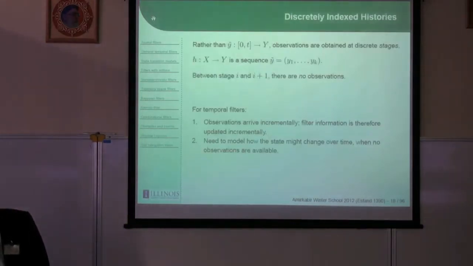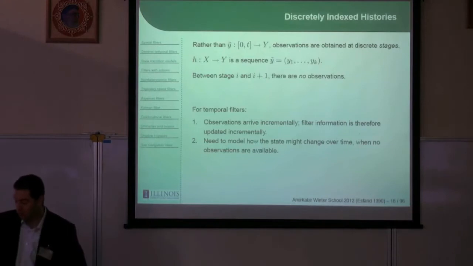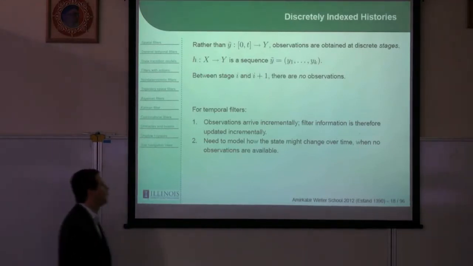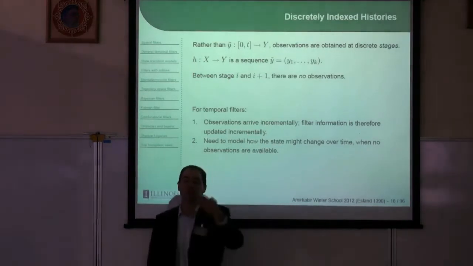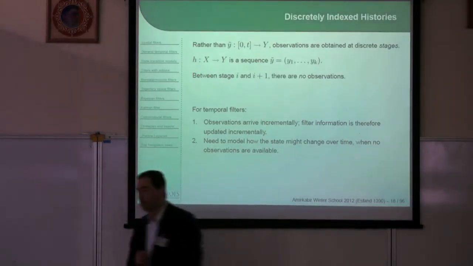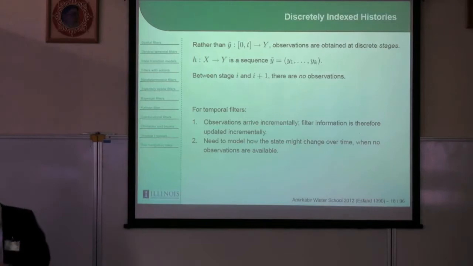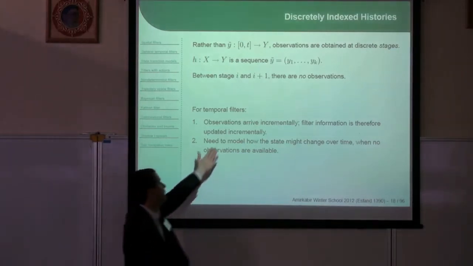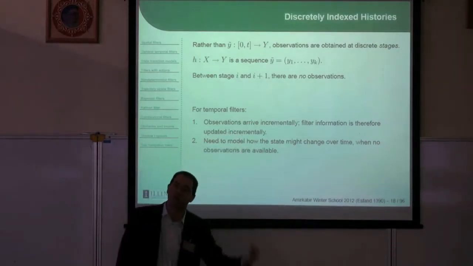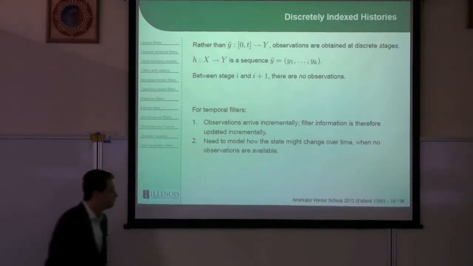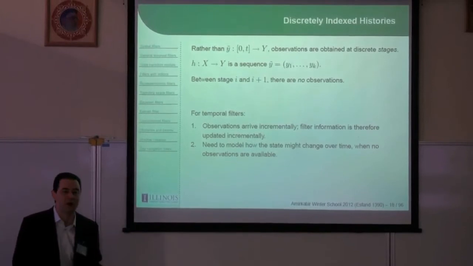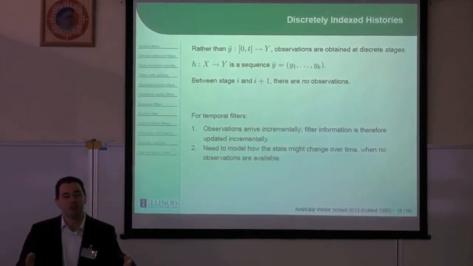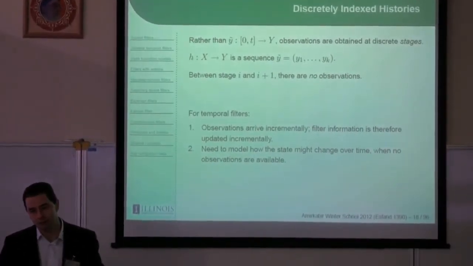The part I got to next, which I was just starting on, was what happens when we have discretely indexed histories. In other words, y tilde now is a sequence of observations. Right? So imagine we have a sequence of observations. They all come from the same sensor. They arrive incrementally. So we have to update our filter incrementally. And what we're going to have to do, now that these come discretely, is we have to model what happens to the state in between observations.